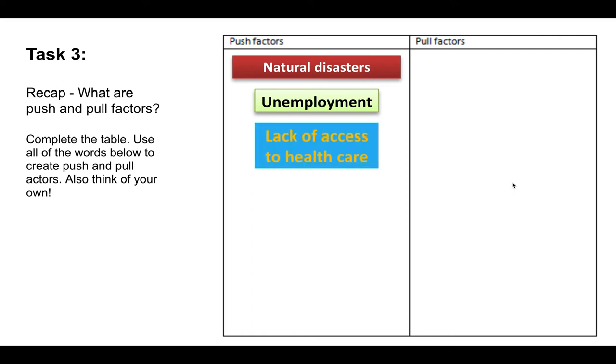Lack of access to healthcare. It might be the case that you have a very specific disease, need specific care, or it might be a very general sense that you don't have access to healthcare. You might want to live somewhere that does.